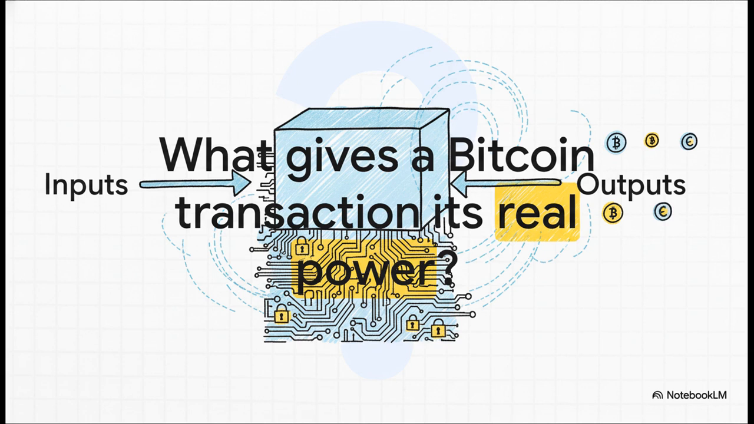Right, so every Bitcoin transaction has a front door, you could say. You've got the inputs, where the money comes from, and the outputs, where it's going. It seems simple enough, but the real power, the true genius of the system, isn't right there on the surface. Nope, it's kind of hidden away in the transaction's code, in a few clever fields we don't often talk about.